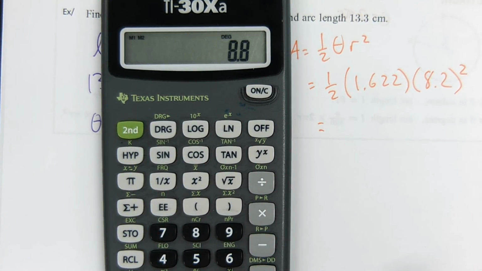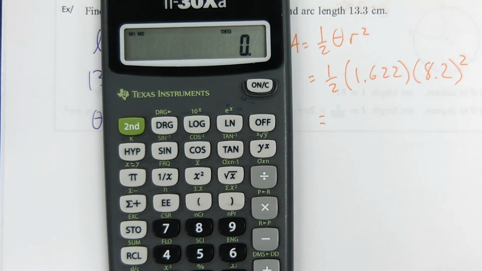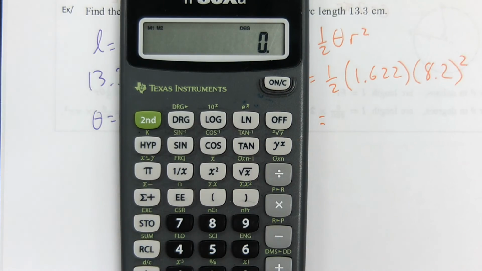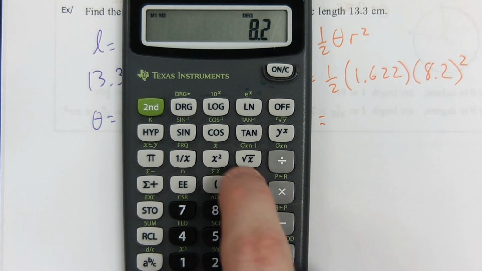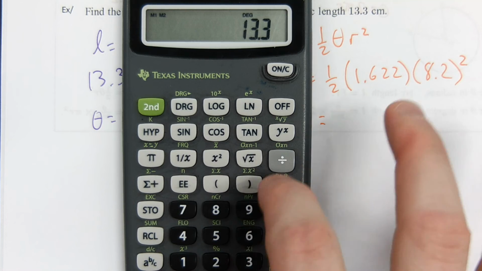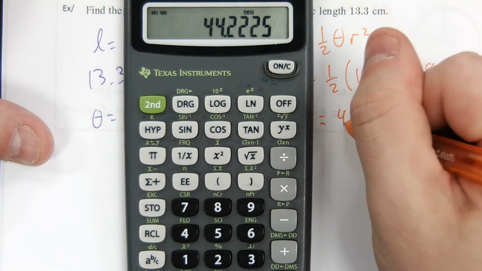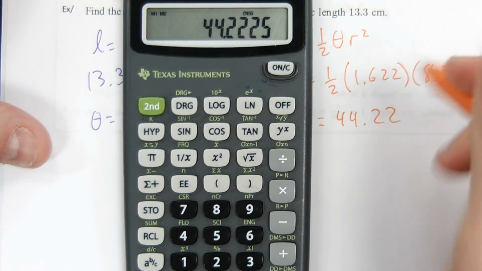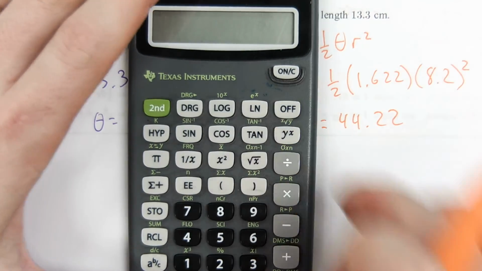Well, I would have if I hadn't typed 0.8. Got to clear it all. I got an idea. 8.2 squared divided by 2 equals, times 13.3 divided by 8.2. There it is, 44.22. Easy peasy.